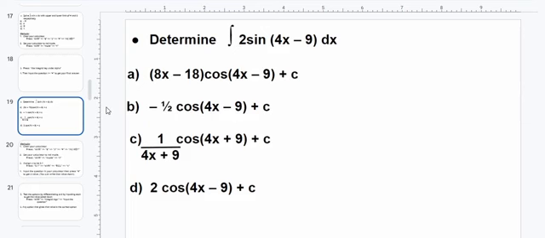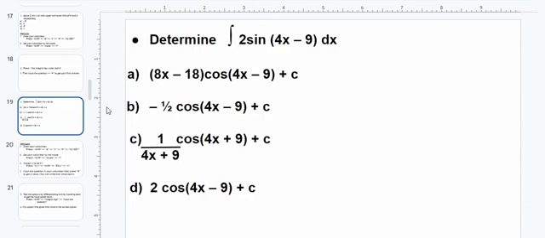Here's another question, and in this question they said we should determine 2 sine bracket 4x minus 9 dx. We should find the integral of 2 sine bracket 4x minus 9 dx. This question is actually solvable without solving, because you might look at it and ask, where is the upper and lower limit? Yes, integration questions can be solved like this.